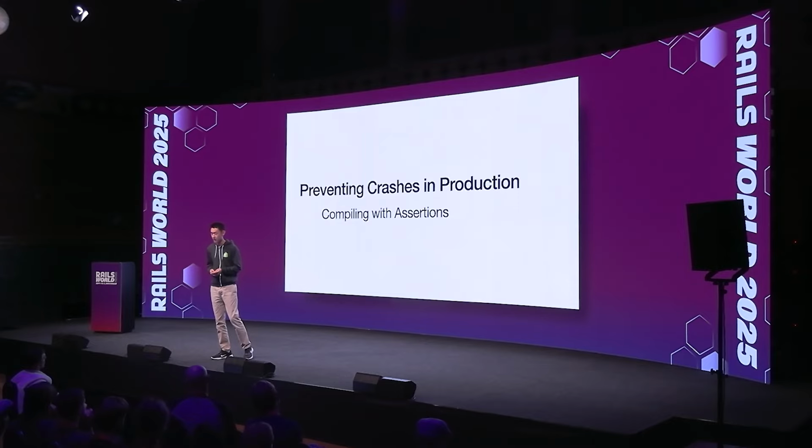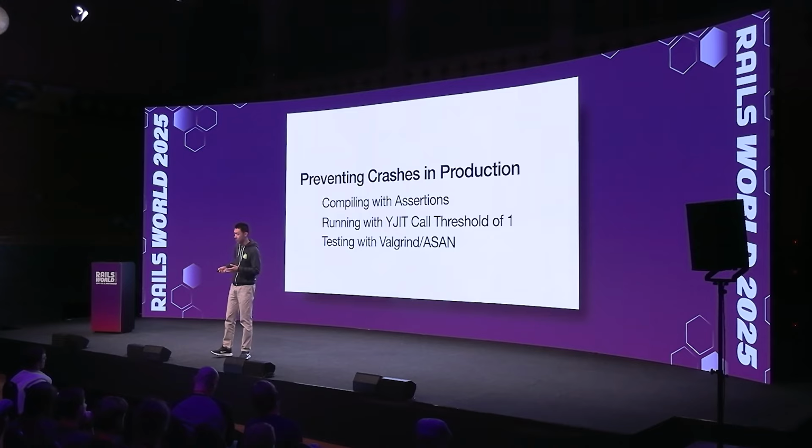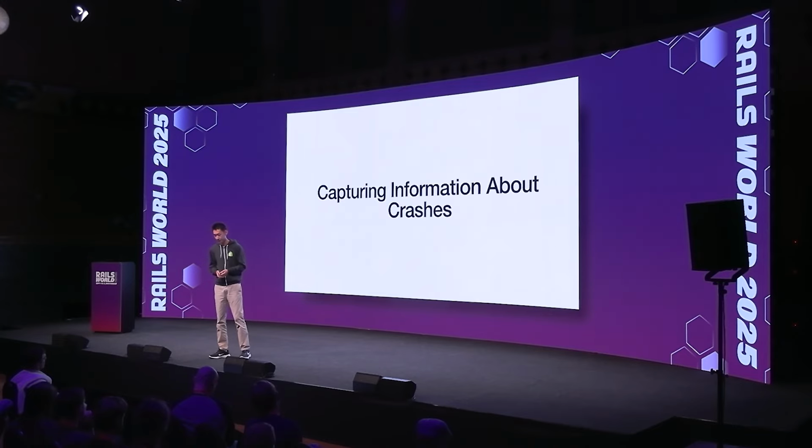So to recap, in this section, I talked about some techniques to prevent crashes in production. First, I talked about compiling Ruby with assertions enabled, which checks the internal state of Ruby. And second, running with YJIT call threshold of 1, which makes YJIT compile every method that gets ran. And lastly, using a memory checking tool such as Valgrind or ASAN.